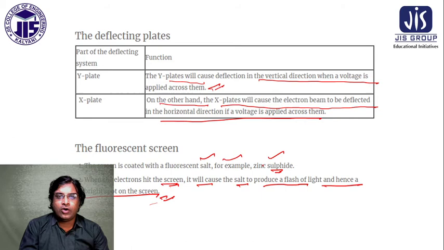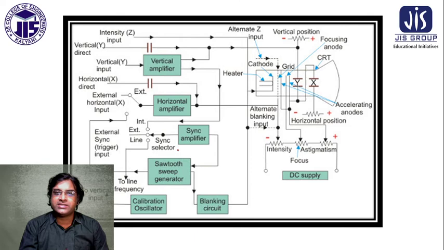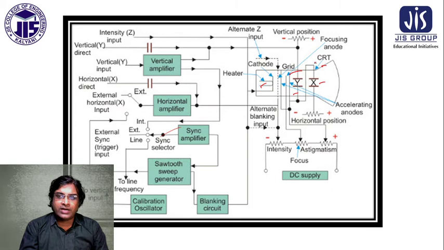There is one block diagram representation along with all the components. You see there is a cathode, grid, CRT, X plane, Y plane. Okay, vertical positioning, horizontal positioning, all are connected. And you see that these are all connected with some amplifier. The vertical amplifier is used for vertical connections. The horizontal amplifier is just connected with the horizontal things. Okay.